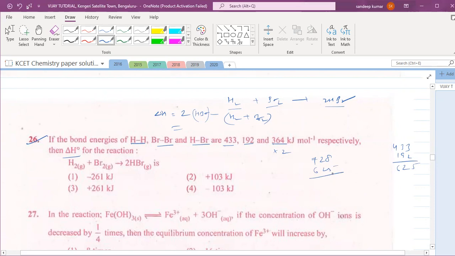So once you subtract, you will get 103. So this 2 cannot be there, right? So it is 103 plus or minus; you have to check which one is correct. It will be negative only. Why? Because delta H is the bond dissociation energy of reactants minus the bond dissociation energy of products, so it will be negative only.